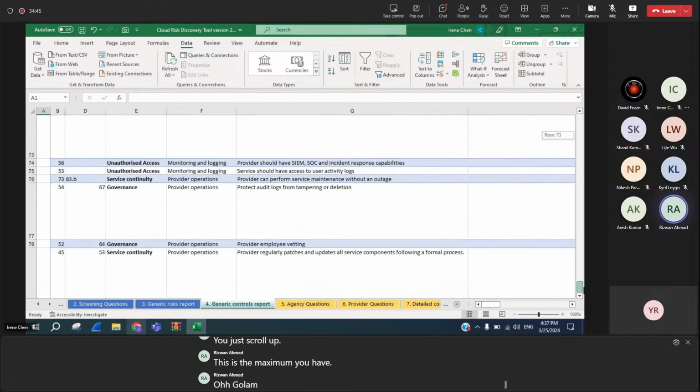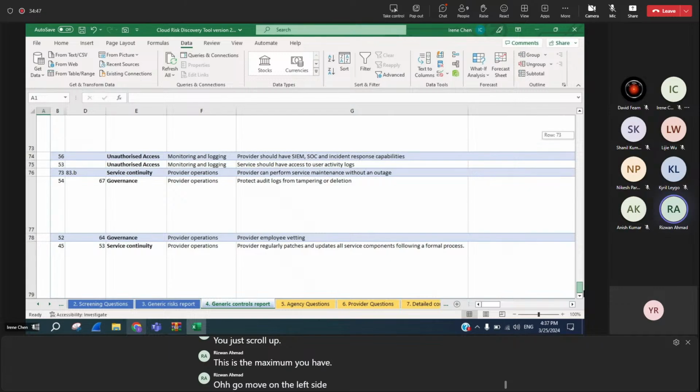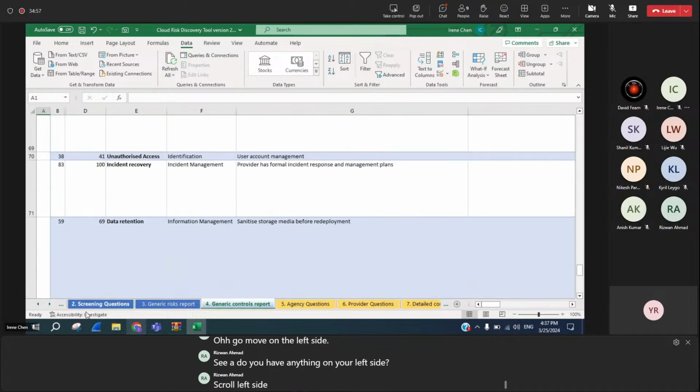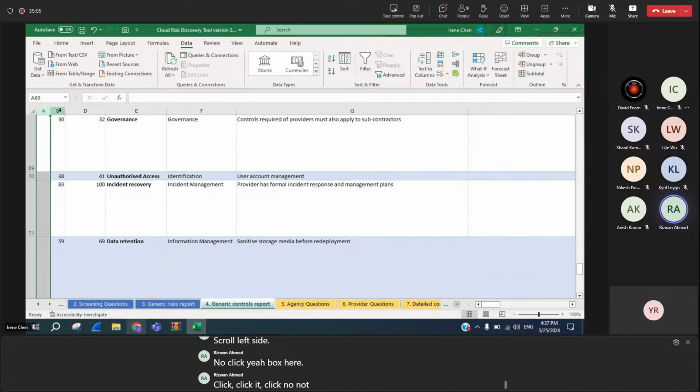Oh, go move on the left side. See, do you have anything on your left side? Scroll left side. No, click, yeah, box here. Click it. Click, no, not here. Oh, this is A. Okay, I got it now.